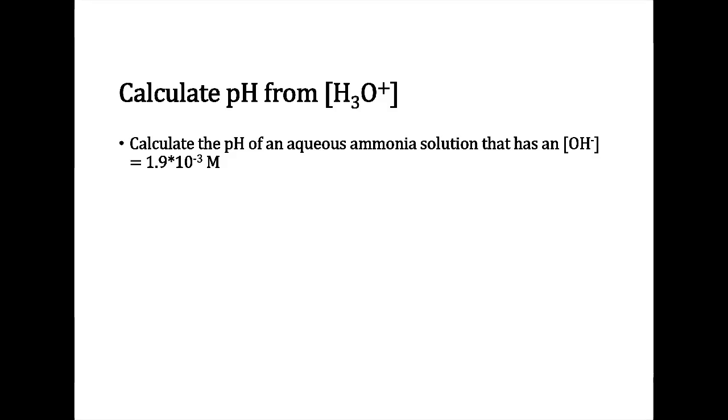All right, let's go ahead and try a few additional practice problems in calculating the pH. So in this particular problem, I'm going to show you two different ways to solve this. I'm going to use one way where we use the pOH and then another way where we use Kw. So here we want to calculate the pH of an aqueous ammonia solution that has a hydroxide concentration of 1.9 times 10 to the negative third.